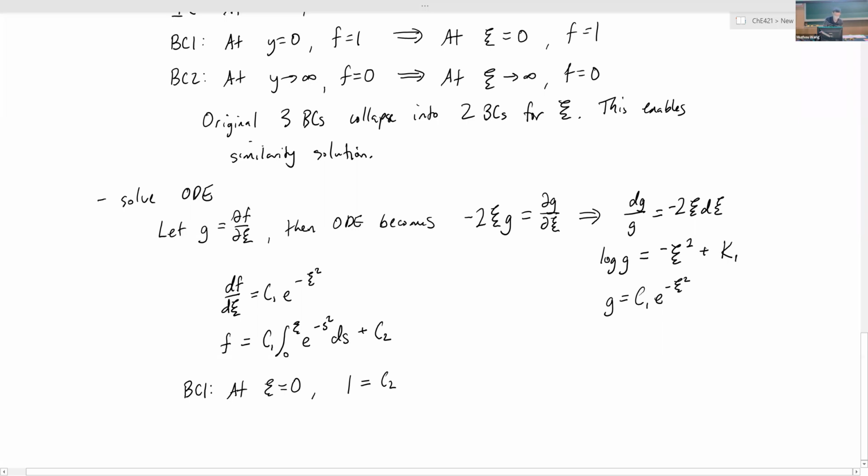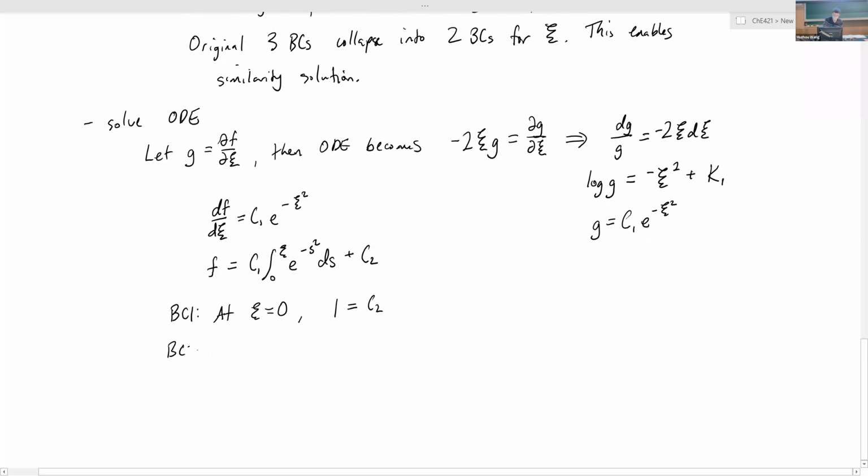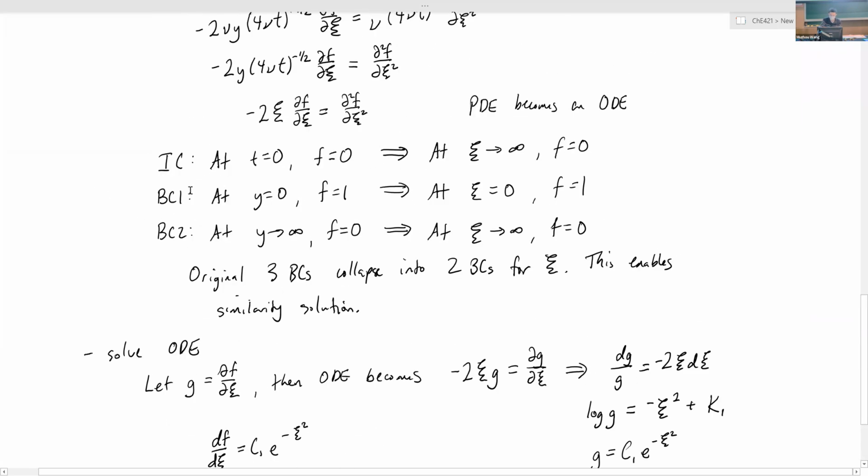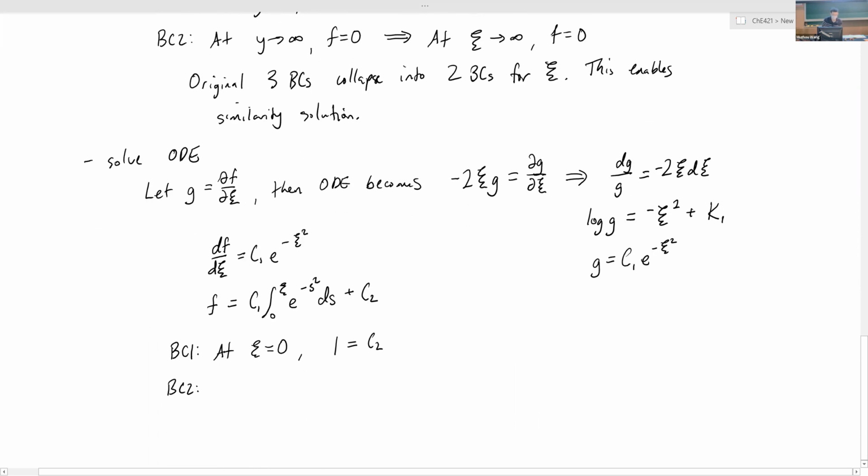Okay, boundary condition number 2. I'm throwing out my initial condition because it's telling me basically the same thing as boundary condition number 2. So I'm just going to write boundary condition 2 here. Boundary condition 2 is that at c goes to infinity, then f is equal to 0. So what we have is 0 is equal to c1 times the integral from 0 to infinity of e to the minus s squared ds plus 1.